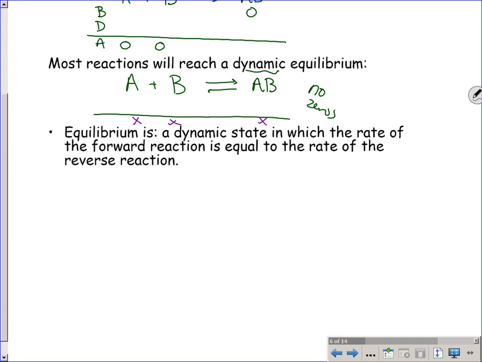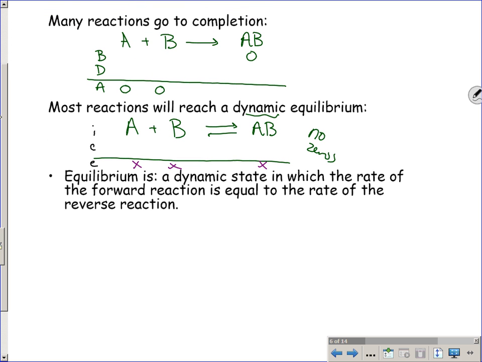The stoichiometry is still the same. We're still using coefficients for mole ratios. I call this chart something different. We call it an ICE chart. ICE stands for initial concentrations, C stands for the change in the concentration, and E stands for the equilibrium concentration.